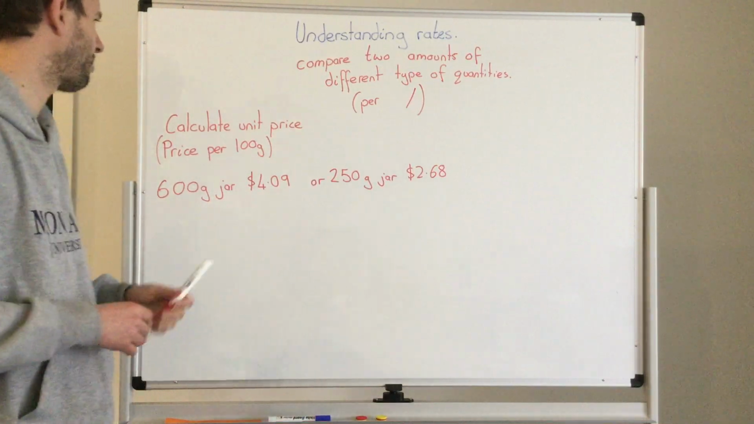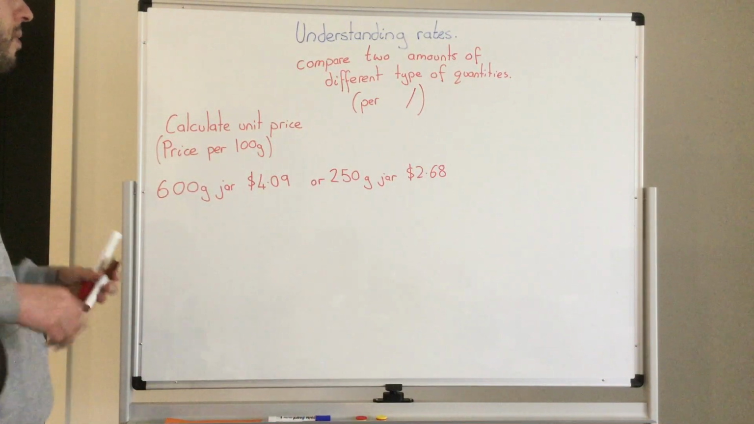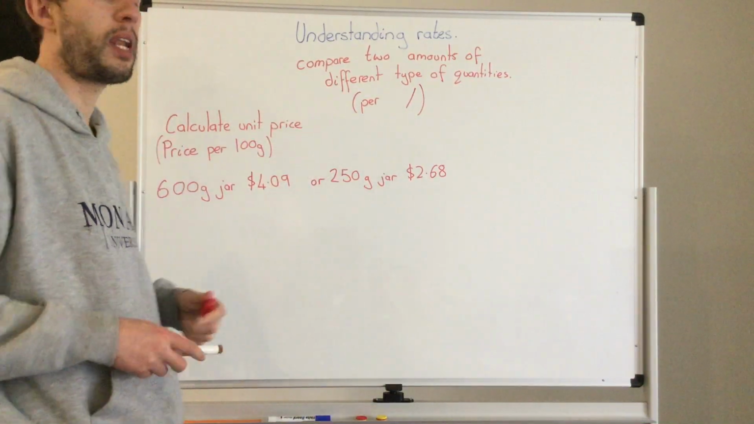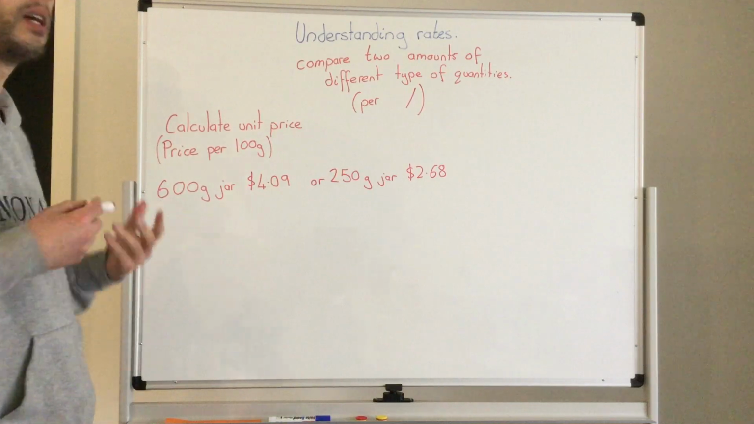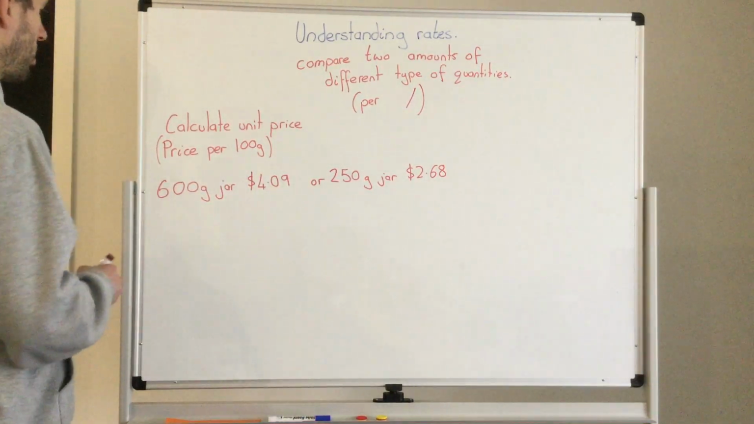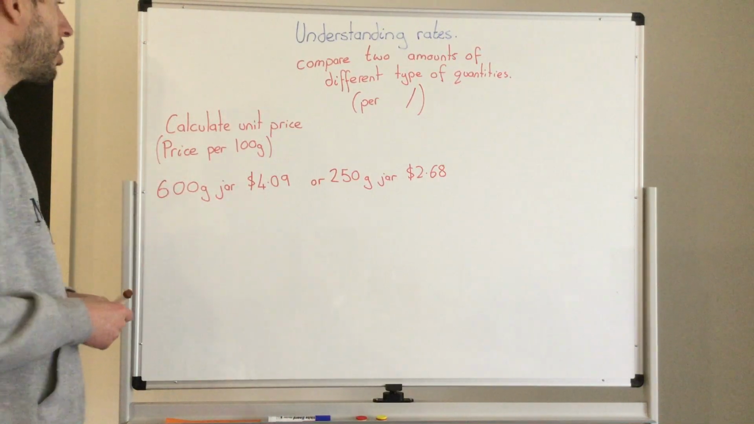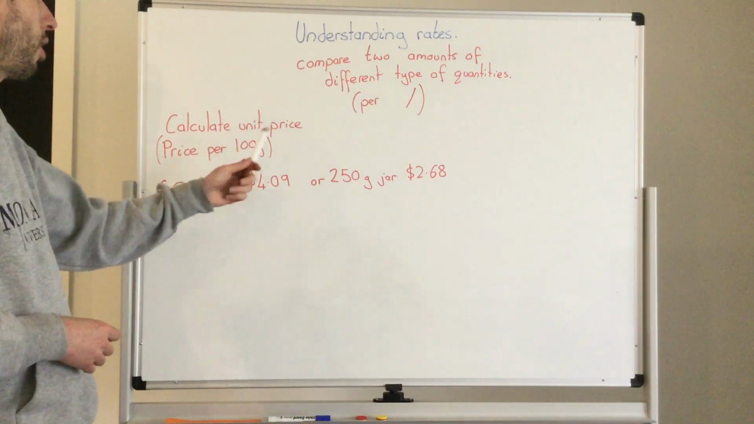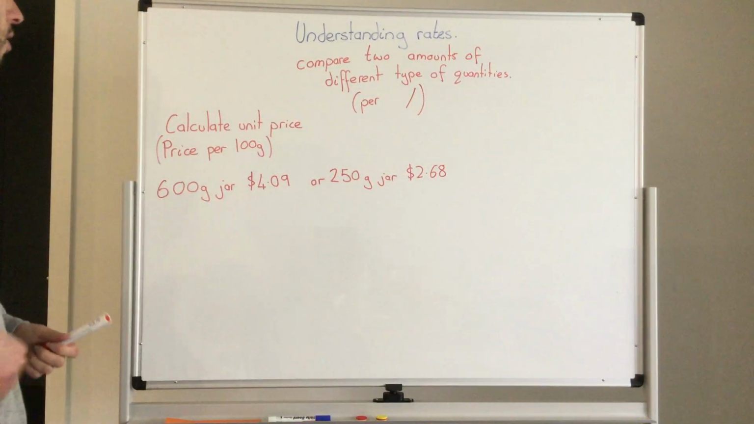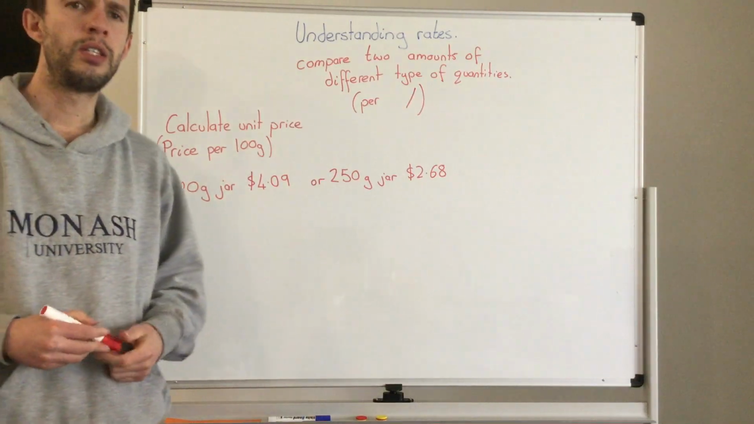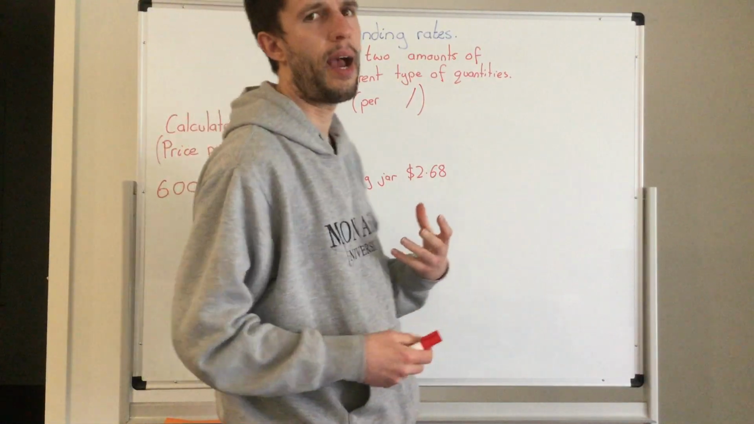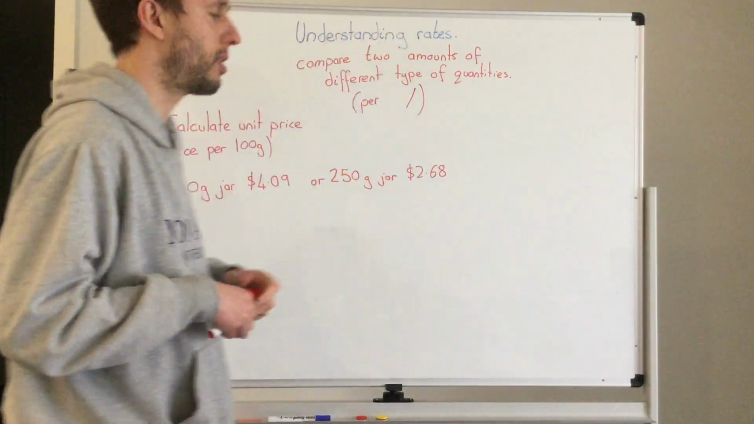Now, let's look at this one for example. Before we get started, sometimes we'll see per and sometimes we'll see slash to highlight the comparisons. So in this, we need to calculate the unit price. That means price per 100 grams. So we've got two jars of jam that we are looking at. So we do this mentally in the shops to try and work out what is the best buy for us.